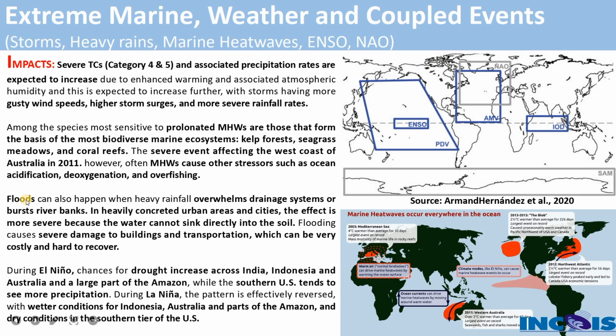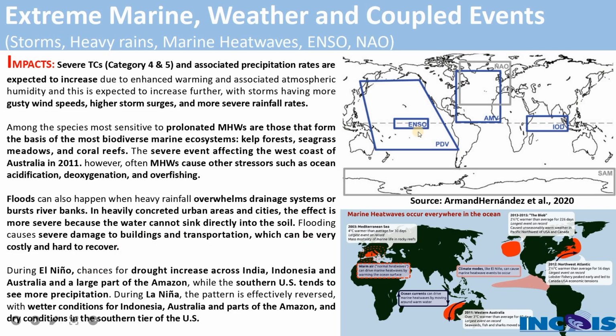And floods will obviously be another major impact because of heavy rainfall. It overwhelms the drainage systems or bursts river banks, and it is going to severely affect heavily concentrated urban areas and cities. The effect is very severe because the water cannot sink directly into the soil, so you get a lot of flooding events and damage to buildings and transportation, which is very costly to recover from as well, right?